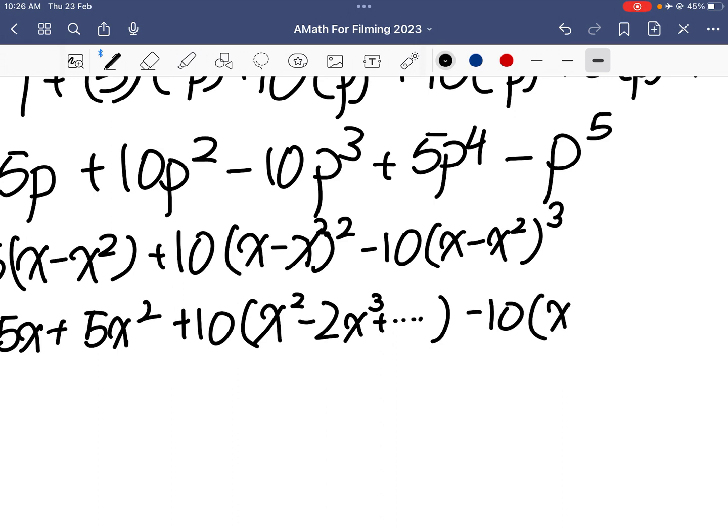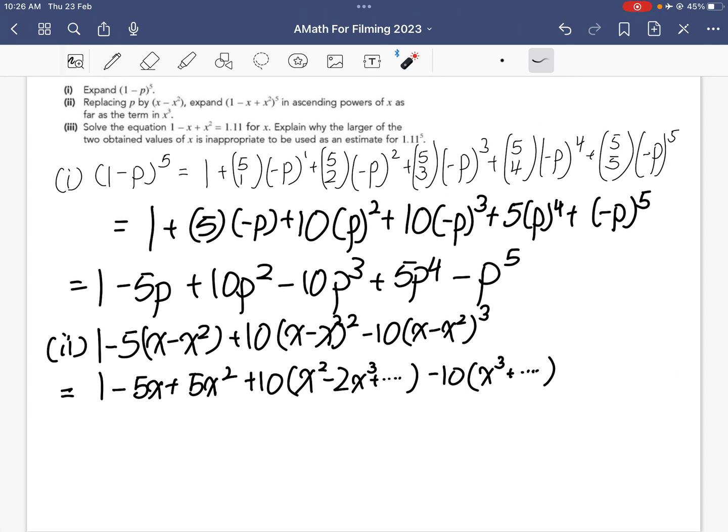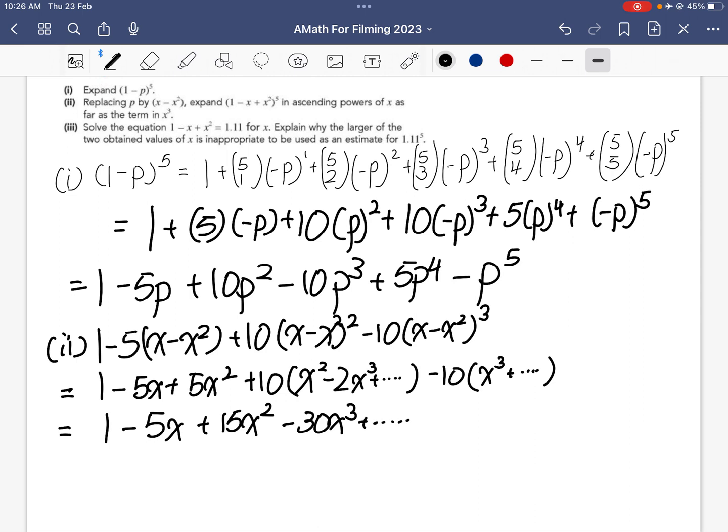Next one even easier. The first term will be x cubed. Okay, the rest of the terms will give me something greater than x cubed. I just ignore it already. So for this term here, I just put x cubed. Then the rest of it we can just ignore. If I expand everything, what I get is 1 minus 5x plus 15x squared. This and this will give me 15x squared, and minus 30x cubed plus dot dot dot.